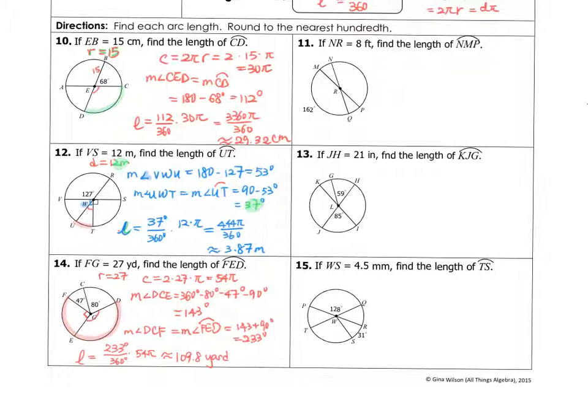Okay, so again, the approach is to find the central angle that corresponds to the arc length. Once you have the central angle, divide that by 360 so that you know the proportion, multiply by the circumference, then you're all set.